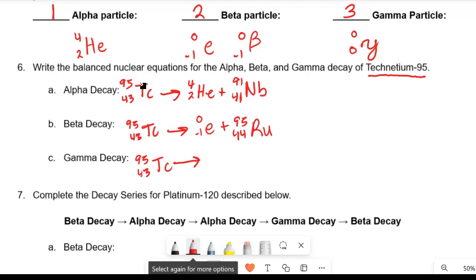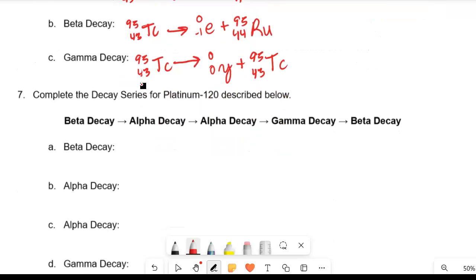And for our last one, which is our gamma decay, these are actually the easiest to do because, if you notice, gamma decays do not affect the mass number or the atomic number. So it's still 95 and 43. And because the mass number and atomic number didn't change, neither does the element. So technetium is still technetium. It just released a gamma ray.